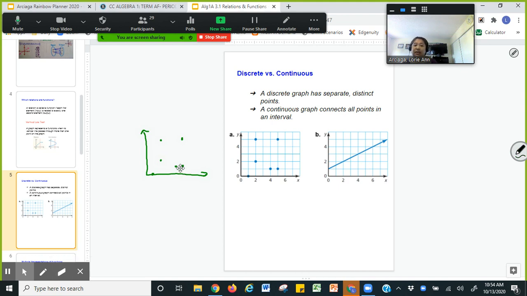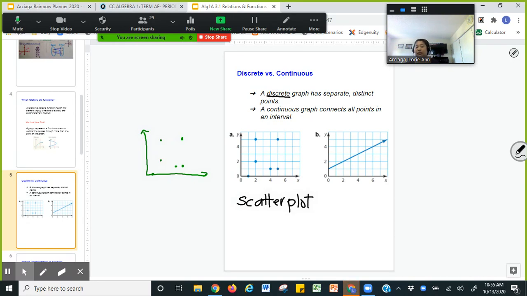Okay, so you've seen something like this in middle school. You know what this is called? It's called a scatter plot, because the dots are scattered in no particular order. They're just randomly placed, right? And they don't follow a certain shape, they don't follow a certain graph. So if the points are scattered, then you call that graph discrete. A discrete graph has separate or distinct points. They don't follow a certain pattern.